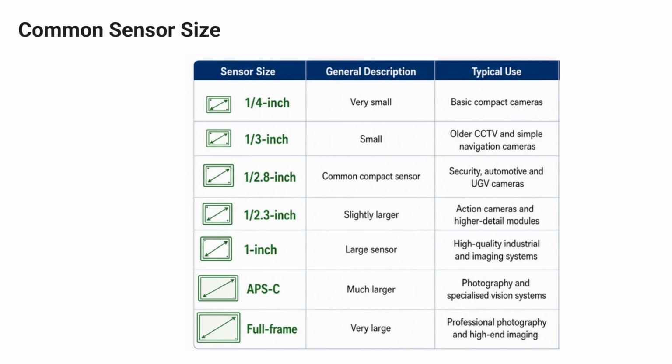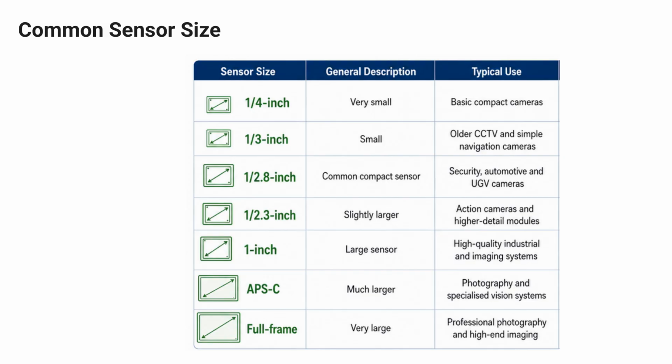This table compares common camera sensor sizes from very small 1/4 inch sensors to much larger APS-C and full-frame formats. As sensor size increases, light collection and image quality can improve, but camera size, cost, and integration complexity also increase. For UGV navigation cameras, 1/2.8 inch and 1/2.3 inch sensors are common practical options because they provide a useful balance of image quality, size, cost, and ruggedness.